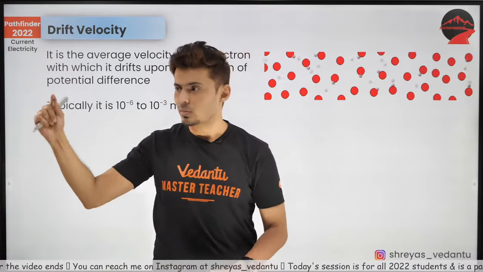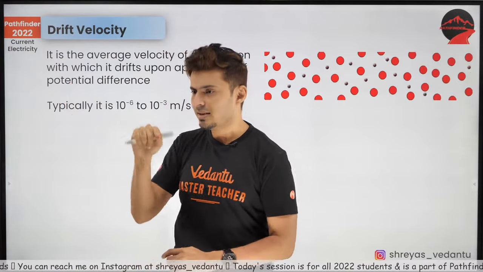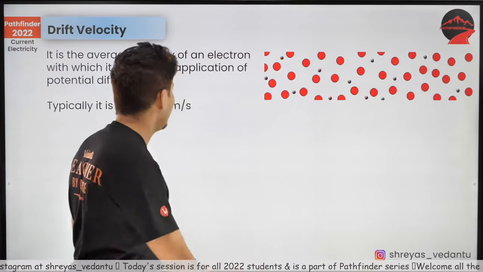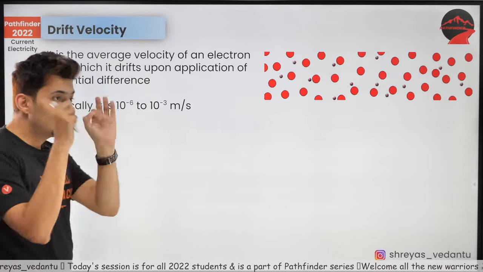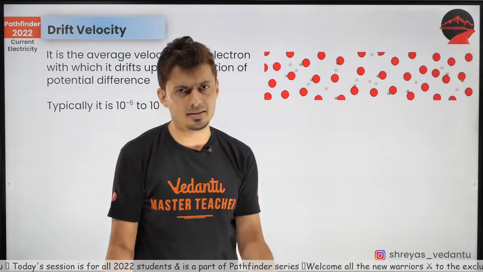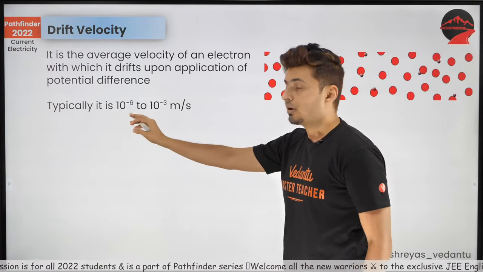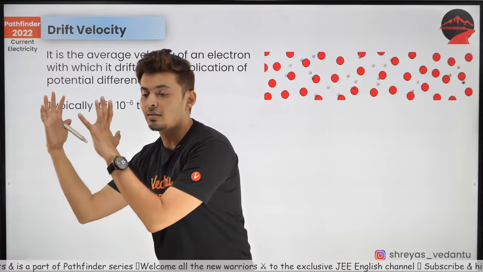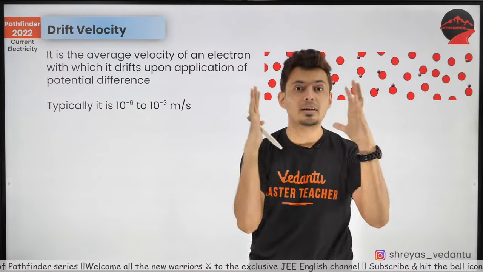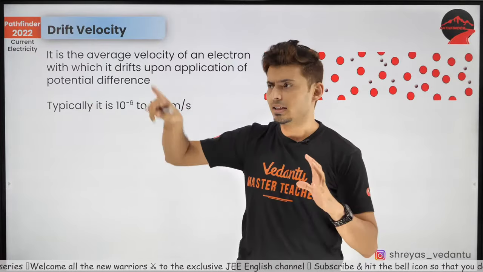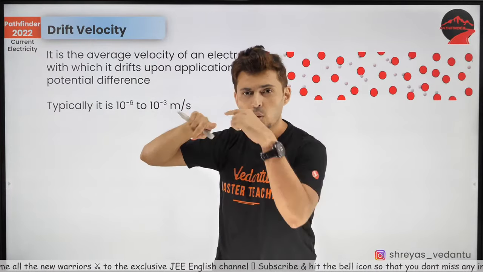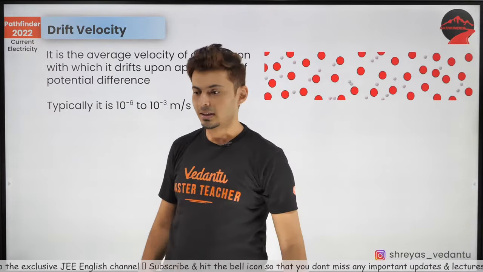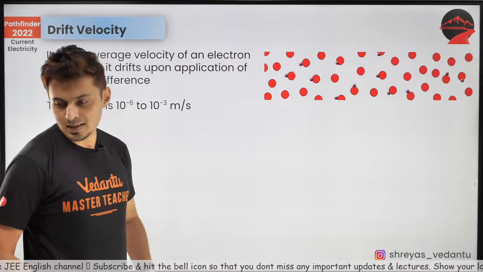So they are moving very fast, but they have some average displacement because a battery is connected or there is a potential difference. And that is called the drift velocity. Now that drift velocity is very, very small. Look at the values: 10 to the power minus 6 to 10 to the power minus 3 meters per second is the average rate at which these electrons drift slowly inside the conductor as they collide with different atoms and with each other, and they slowly move because of the electric field. Understand that. I hope this is clear.